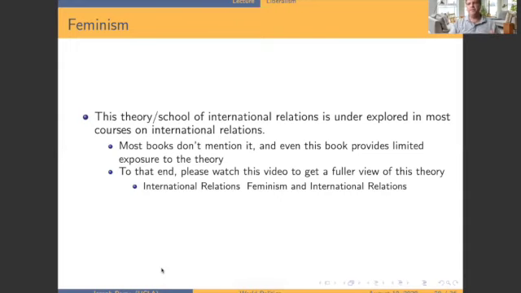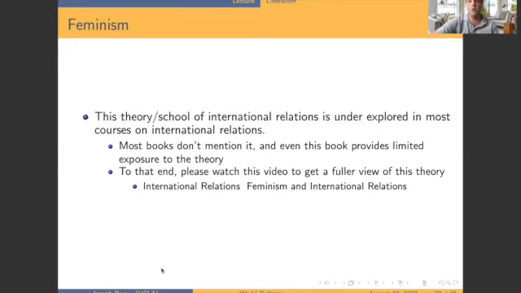The second school of thought that we'll be going over is feminism. So the feminist school of thought is perhaps the most underexplored school of thought in textbooks and in courses on international relations. For example, at UCLA, I can't think of a single course that mentions feminism, let alone a standalone course on the topic. Although I hope that changes with courses in the political theory subfield.